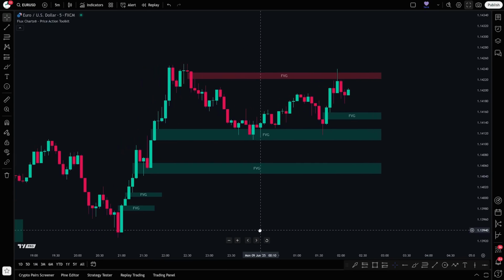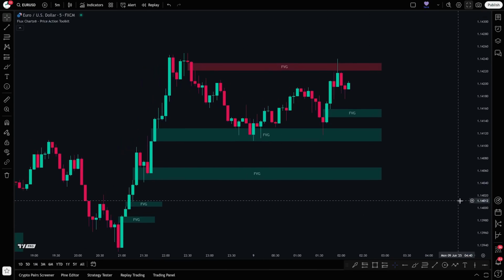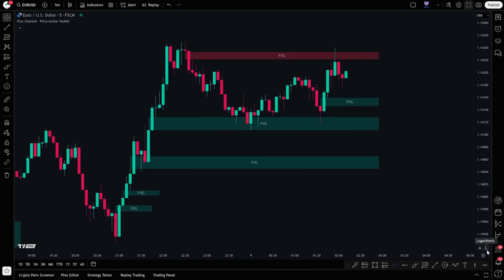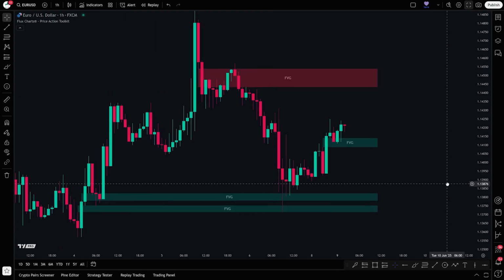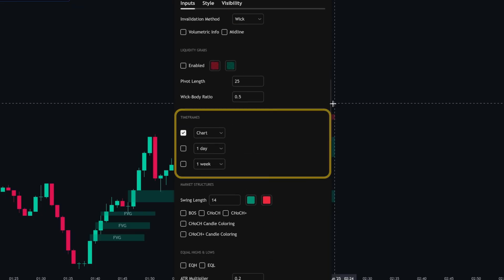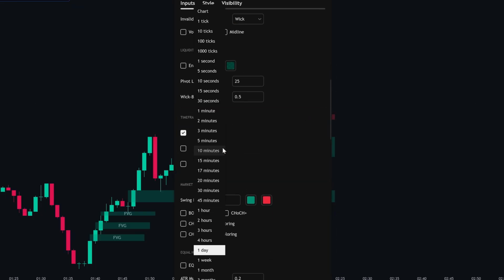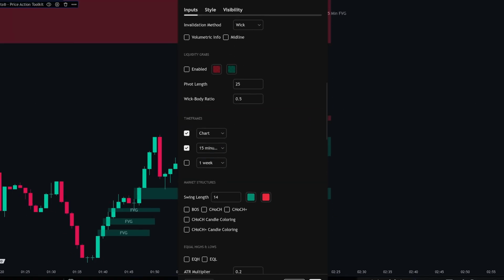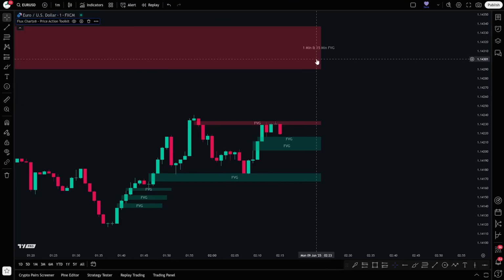As you can see, the indicator does a pretty good job of marking the latest FVGs without making the chart look too messy. If we change the time frame, it adjusts and marks the fair value gaps for that specific time frame. But there's also another option that lets you see higher time frame fair value gaps simultaneously. If I go to the settings and scroll down to the time frame section, I can add another one and apply it to the chart. So here we are on the 1-minute chart, but I can also observe the 15-minute fair value gaps as well.